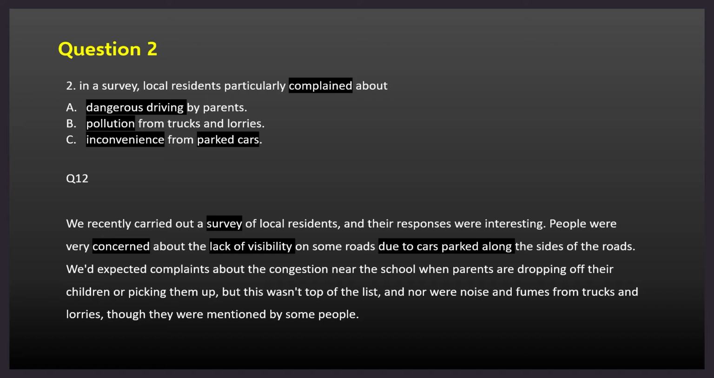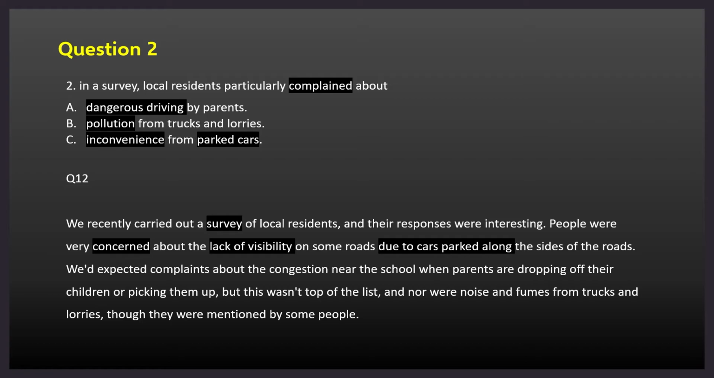Okay. It is very similar to which choice? C, exactly. Parked cars. And lack of visibility means inconvenience. You are not able to see everywhere comfortably and conveniently, ergo it creates inconvenience for you.